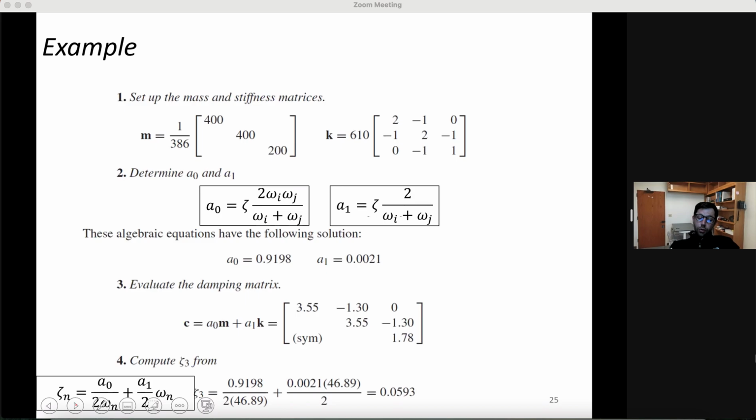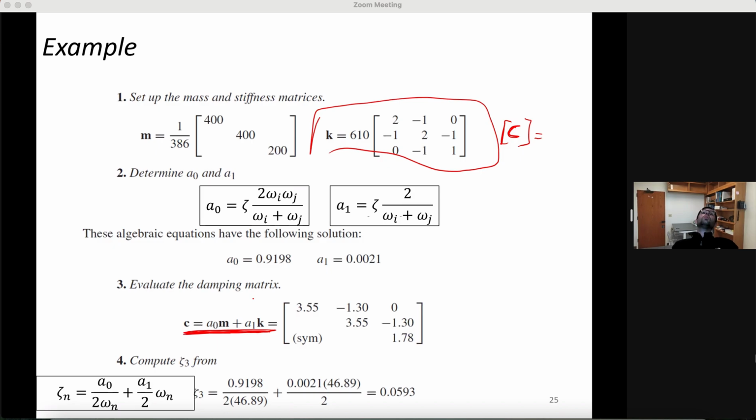Now, the first thing that you need to do is to write the mass matrix and the stiffness matrix. You need to do that because all you're trying to do is to say that the damping matrix C is a combination of the mass matrix plus the stiffness matrix. The combination is written here: A0 times the mass matrix plus A1 times the stiffness matrix.